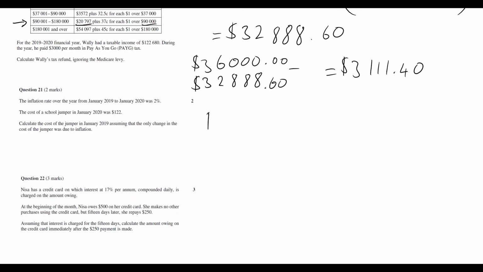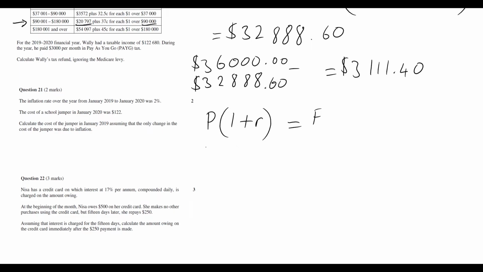Normally the formula for that is the initial value, normally given by P, times 1 plus whatever the rate is. For GST, it would be 10%, but here inflation is only going to be 2%. And that's going to be equal to our final value. So here we know that R is 2%, and we also know that F, the final price, is 122. So we just need to rearrange it for P, the initial value, or how much it cost in January 2019.